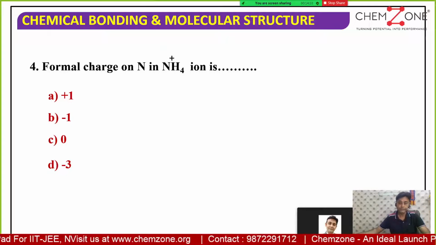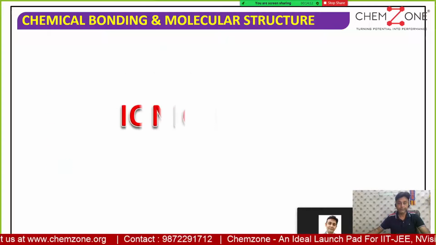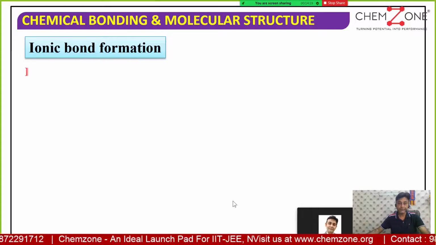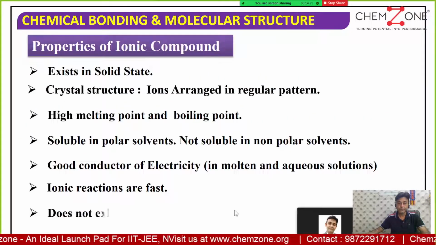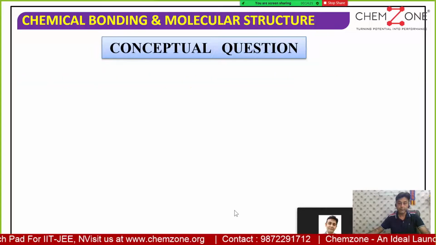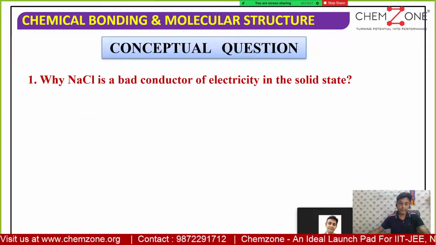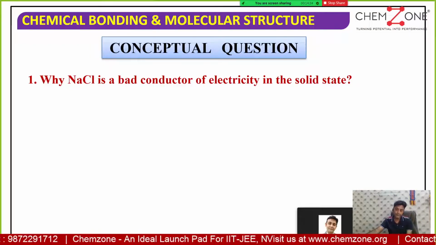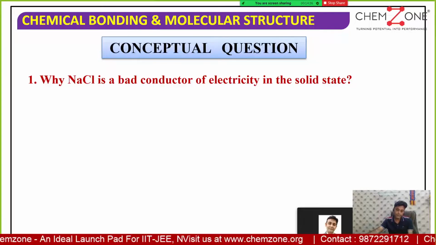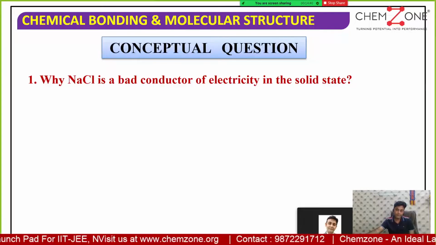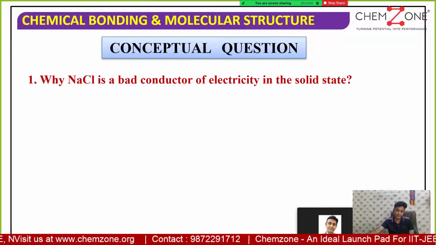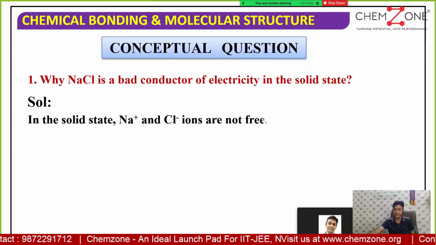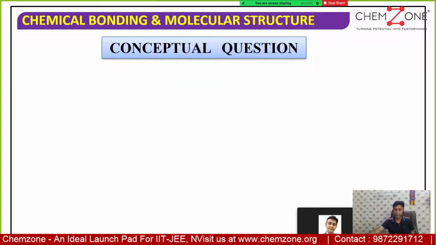Ionic bond we have done already. Properties we have done. Can you answer this question? Because in this, again, we did it yesterday. It's an electrolyte. In the solid state it does not conduct, and in the liquid state it conducts. In the solid state, these ions are not free. They are bound with each other, right?